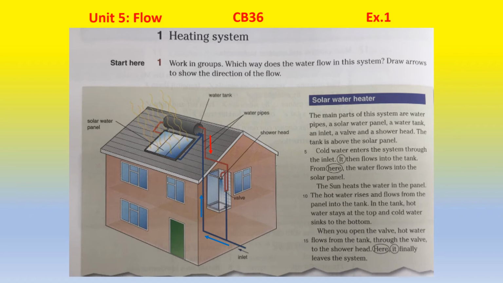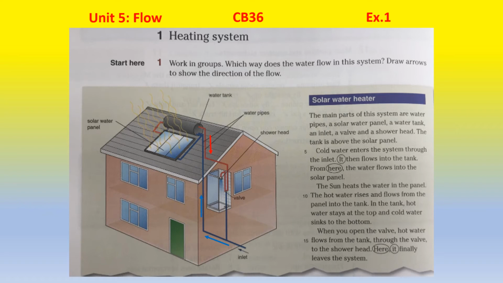Solar water heater. The main parts of this system are water pipes, a solar water panel, a water tank, an inlet, a valve, and a shower head. The tank is above the solar panel. Starting from line 5, cold water enters the system through the inlet. It then flows into the tank. From here, the water flows into the solar panel.